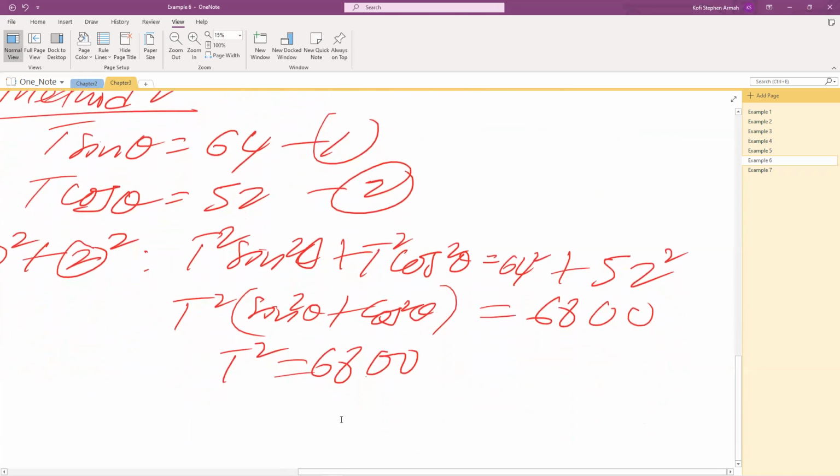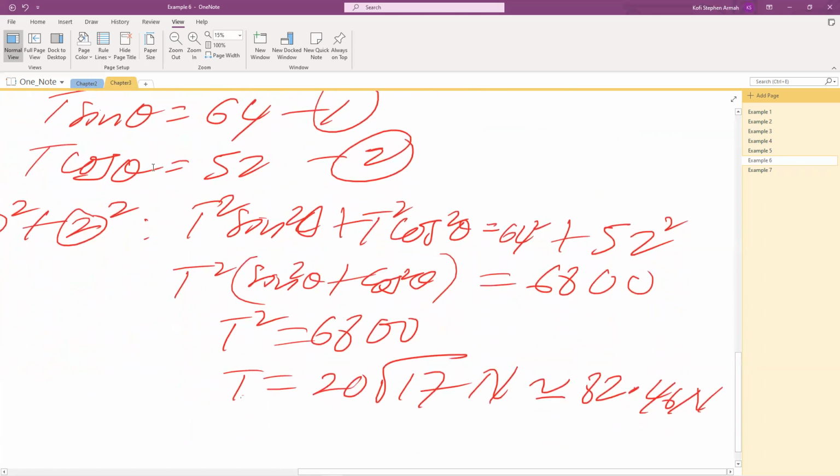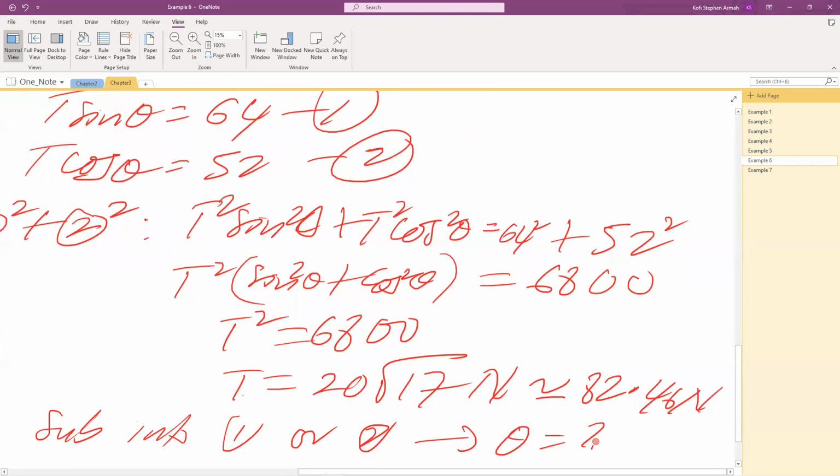And then you do the square root of this. The square root of our answer in surd form gives us a nice surd in exact form. And in decimal, if you change it, we should get the same thing as 82.46 newtons. Then you substitute your t into 1 or 2 and find theta. That's interesting. Then you sub into 1 or 2, and from there you can get theta. Okay, so you have 2 approaches, any of them.